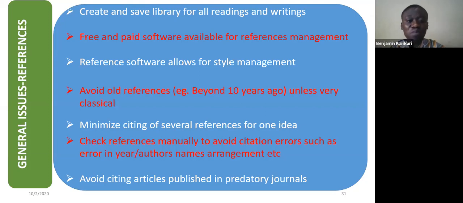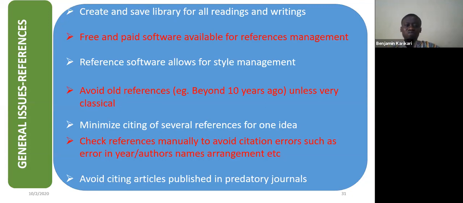You should try as much as possible to avoid old references. Probably beyond 10 years, try to avoid them. But if they are very classical, like the person who discovered DNA, the person who proposed Mendelian theory, the first paper that person published, you cannot do without. You cannot go and write Kakari 2020 because I cited that paper. No, you need to cite the source. Also, minimize citing of several references for one idea. Some people, for just one sentence, may cite more than 3 lines of references. You should try to avoid that.